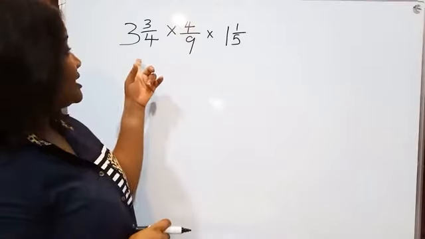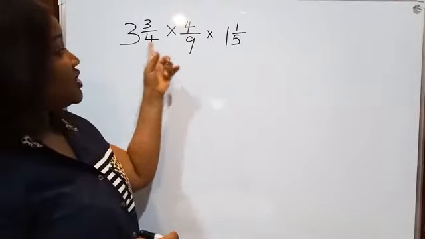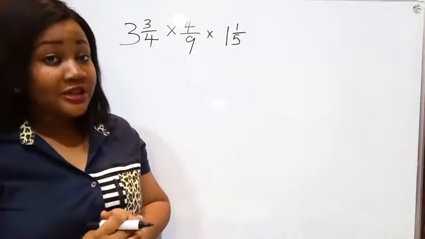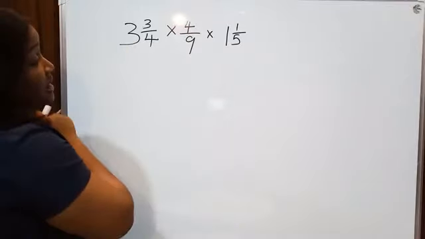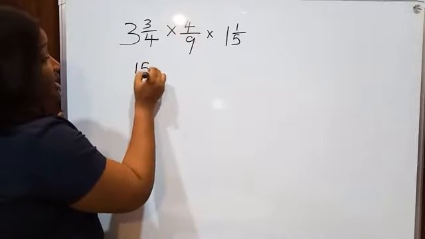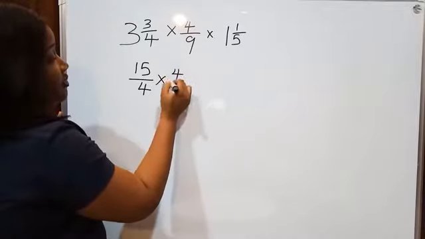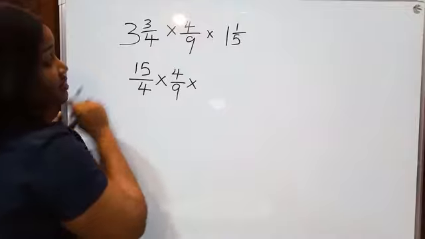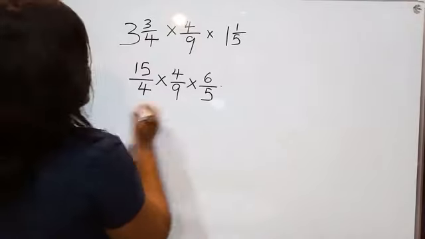Now, given this to simplify, you can see mixed fractions. We need to convert them to improper fractions. Let's go. To convert this one, you have 4 times 3, which gives us 12. 12 plus 3 is 15. You have 15 over 4 times, this is normal, 4 over 9. Then converting this one, we have 5 times 1, 5, plus 1, you have 6 over 5.